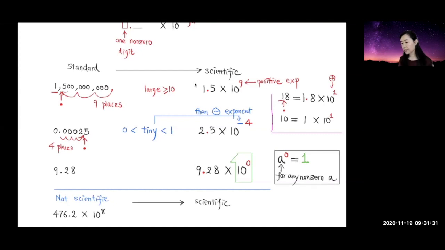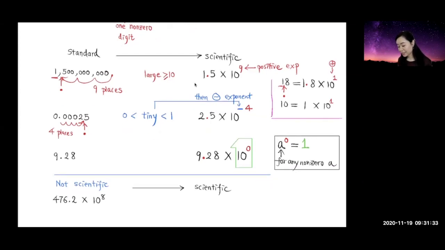All right, so that will cover all 3 cases. If it's greater than or equal to 10, you have a positive integer exponent. If it's between 0 and 1, you have a negative exponent on this 10. If it's between 1 and 10, then you have a 0 exponent on the 10 right here. You got it? Yes. Okay, that's great.